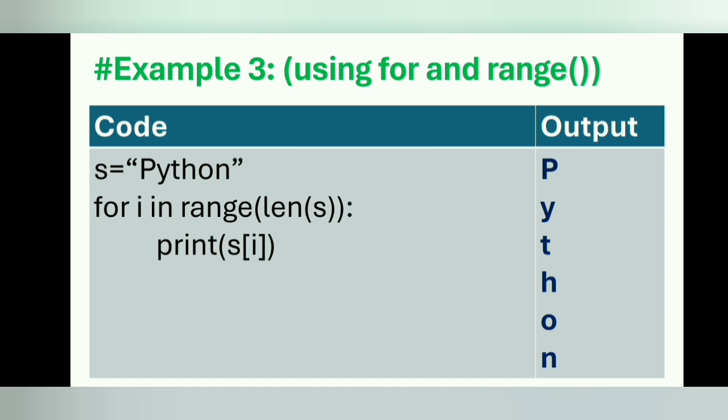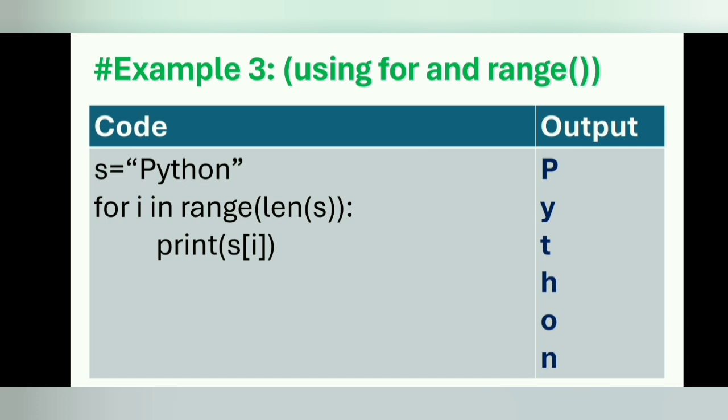The range function returns a sequence of numbers 0, 1, 2, 3, 4 and 5. These numbers are used as the index value for the string. Inside the loop, the print statement will display each character of the string.